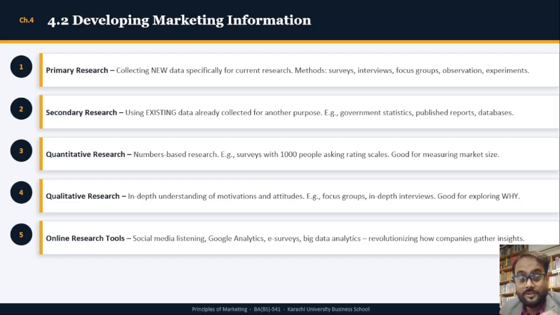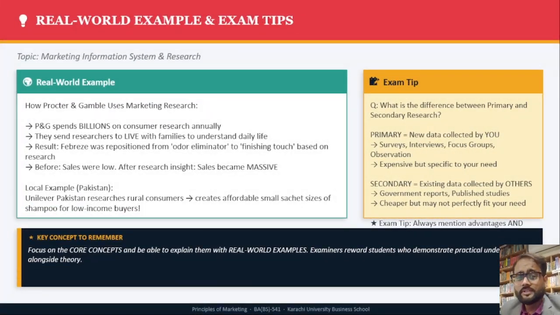Last, you can also gather data from online research tools, like social media listening, Google Analytics, e-surveys, and big data analytics. So this is how you are developing marketing information, how you conduct marketing research, and gather information to work in marketing if you want to make any kind of changes in the market. So this is all from this chapter.